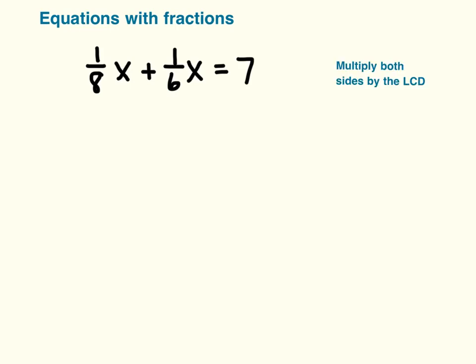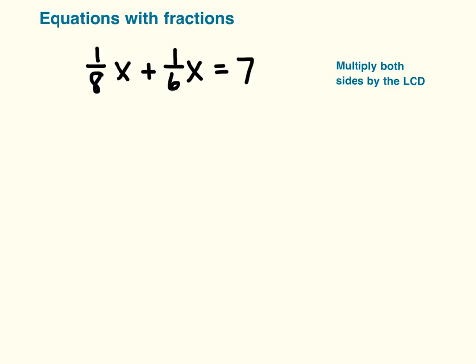All right, the last case that we're going to look at today is equations with fractions. So here I have an equation, 1/8 x plus 1/6 x is equal to 7. To make this easier on myself, I need to try to make these fractions go away. And if we remember, we have to multiply both sides by the LCD, the least common denominator. All right, so what is the least common denominator for 8 and 6? What's the first number that both 8 and 6 multiply into?